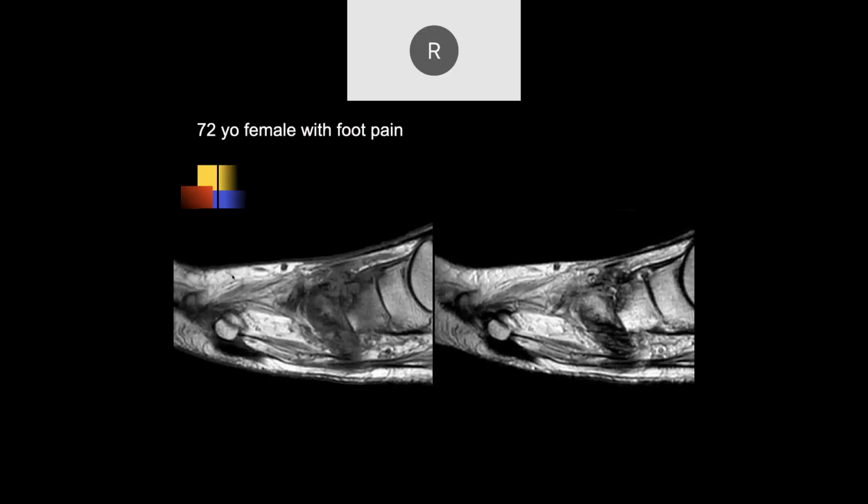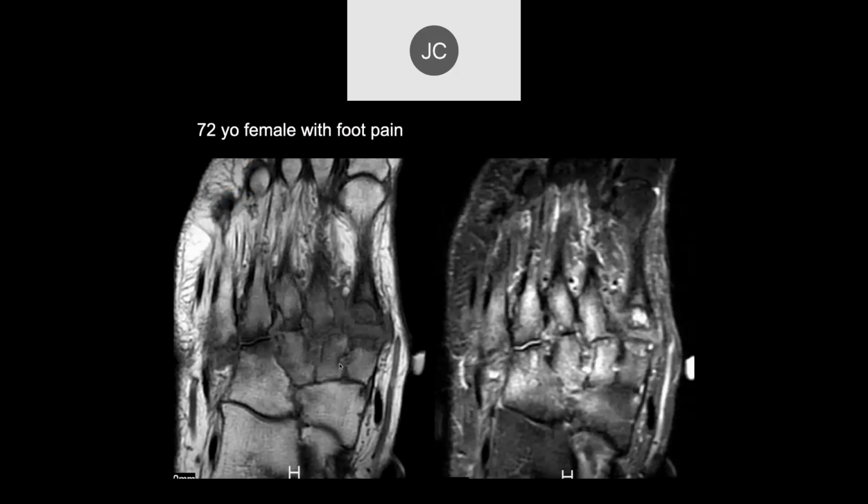Okay, there are the sagittals. It looks like a lot more of that degenerative change of the TMT joints there. A lot of muscle atrophy here. Yeah, some more of the same. So I'd be concerned about a Charcot arthropathy.